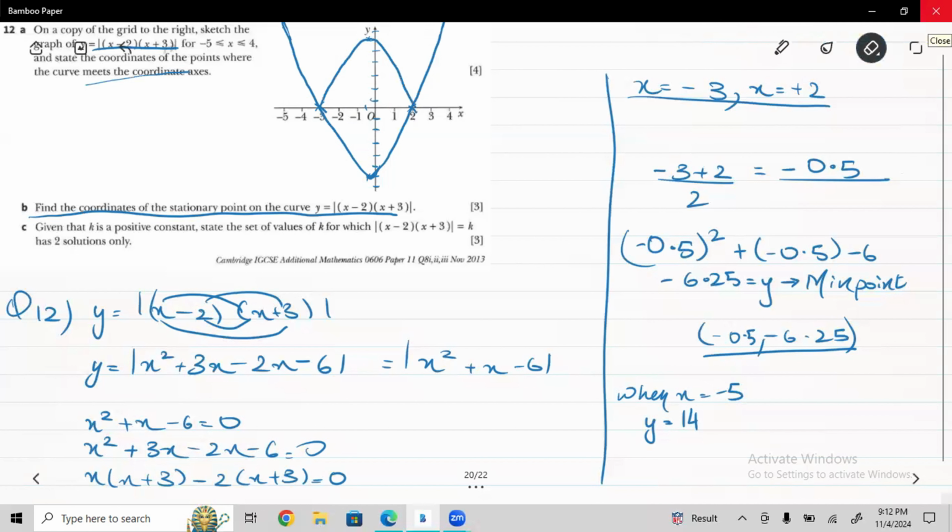That's it. This is our equation, and the down part is not to be considered. So what they've asked us: state the values of k, a positive constant, for which this graph equals k has two solutions. When it says two solutions, it means it is going to give us two values. So find out from where we are getting two values.